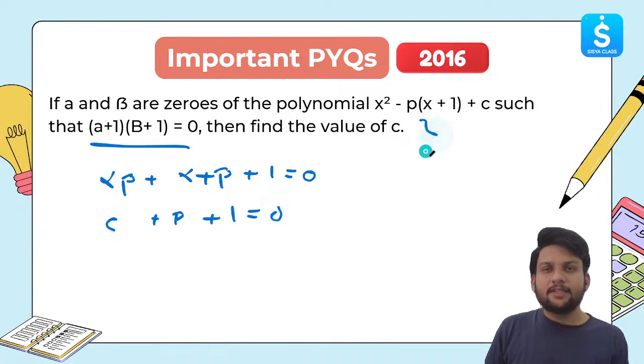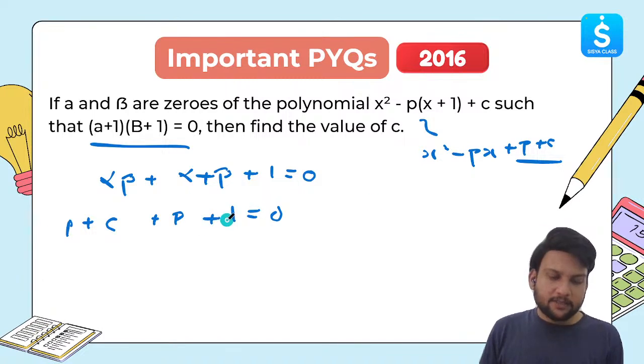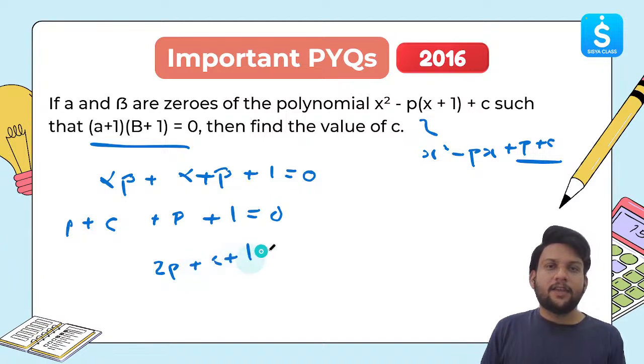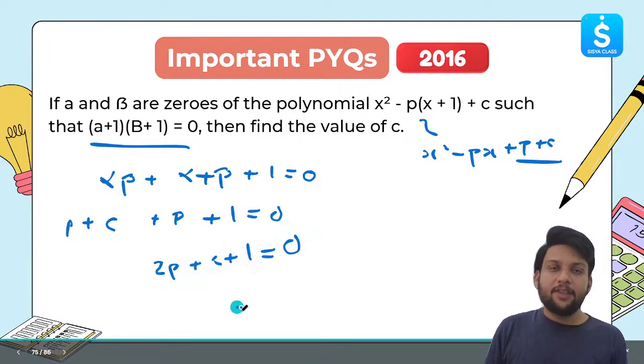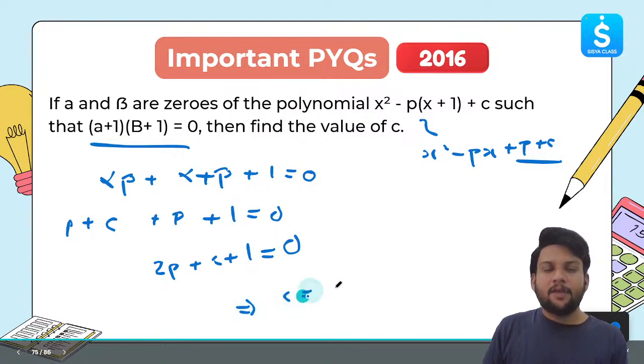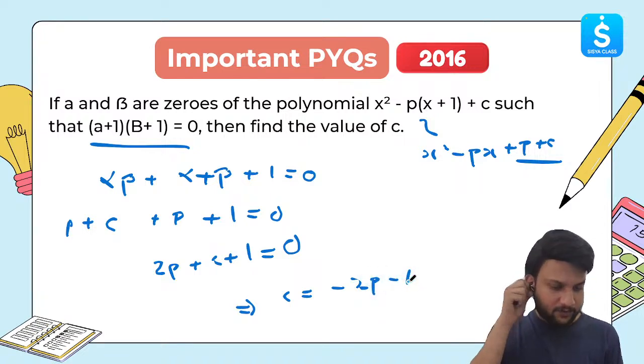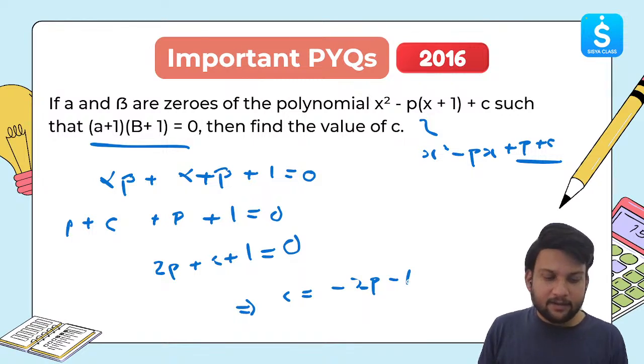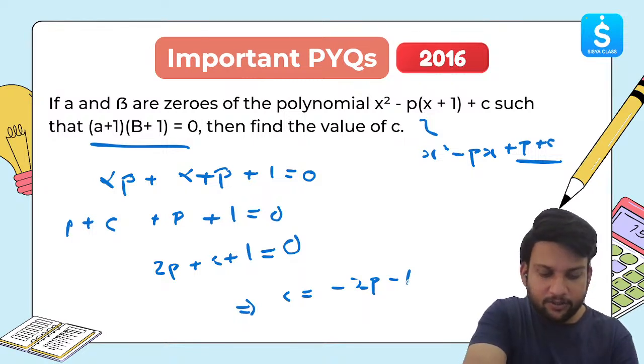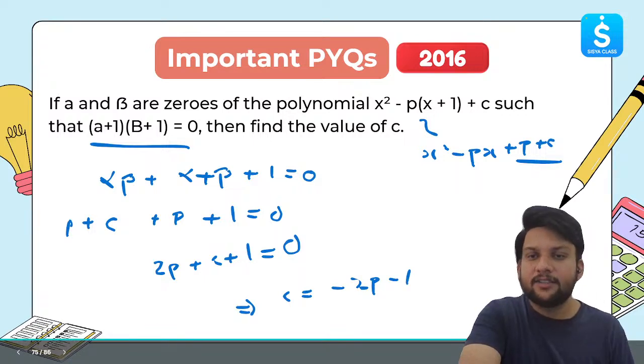Don't get confused. It is nothing but x square minus p of x plus p plus c, right? So here the constant term is p plus c. This is b, which is minus p. So it will become p plus c plus 1 equals 0. So I have 2p plus c plus 1 equals 0. That means if I take everything to the other side, c will become negative 2p minus 1. You got it? Yes. Great. I'm pretty sure everyone has understood up till now.